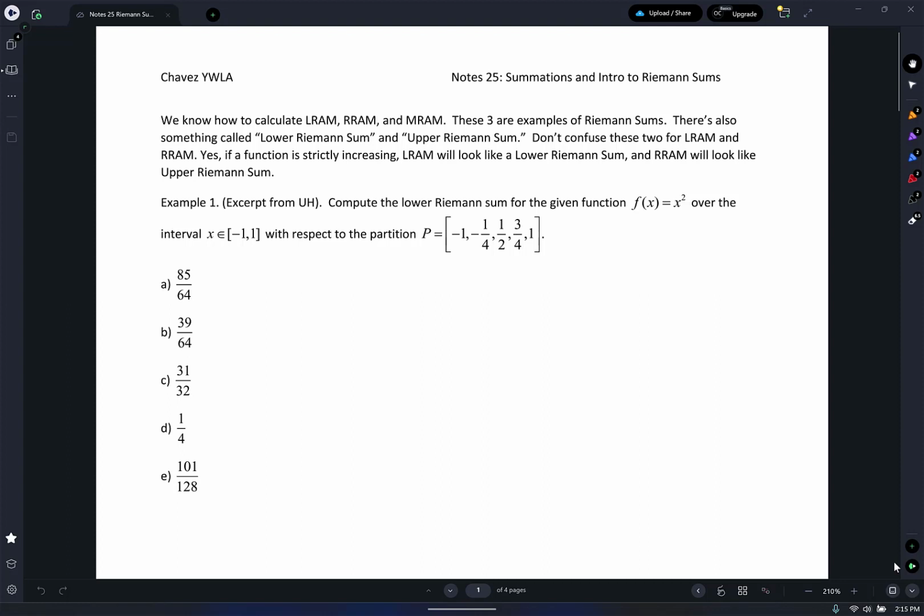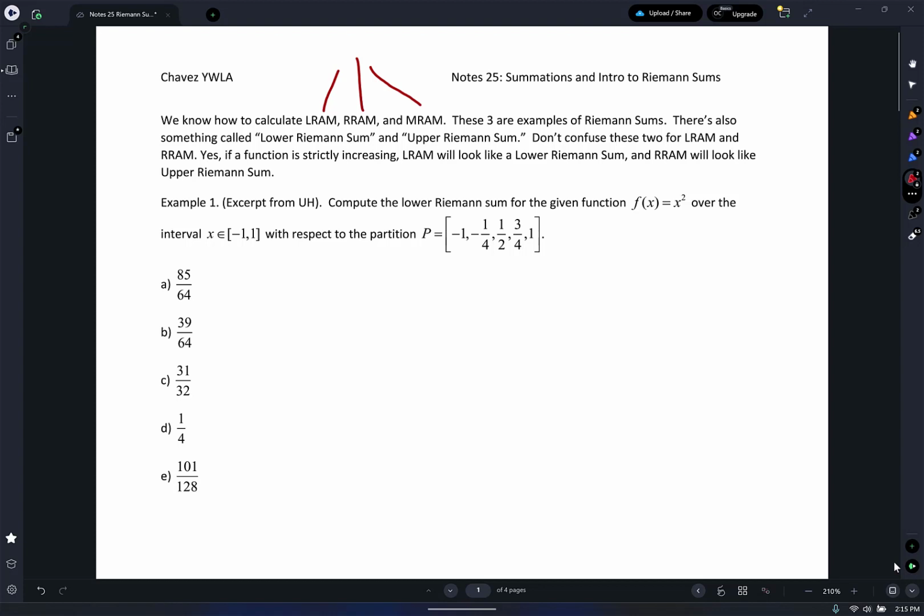They named it after a famous mathematician called Riemann, depending on who you talk to. So this LRAM, even though it stands for left rectangular approximation method, sometimes they call those Riemann sums. Cool or not cool? All right, guys, focus. So LRAM, RRAM, MRAM are examples of Riemann sums.